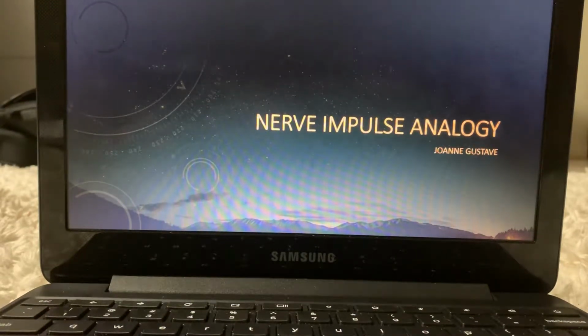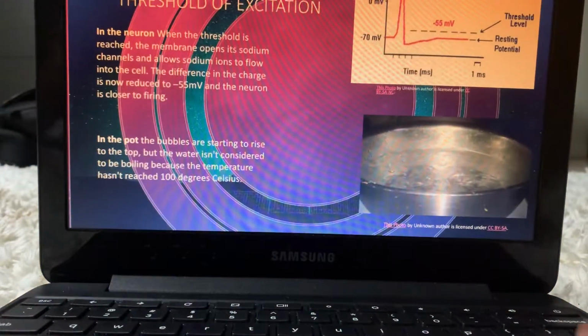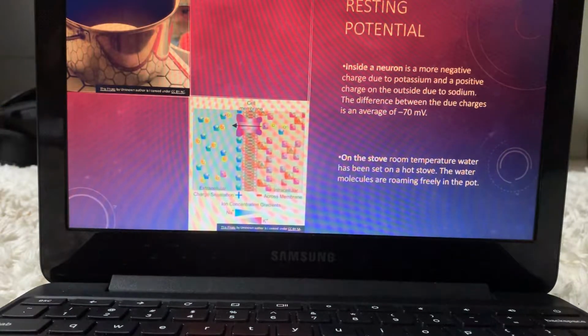Okay, my nerve pulse and pulse analogy will be on boiling salt water for some spaghetti noodles. Alright, resting potential. Inside the neuron at rest, they're still working. They're not just chilling and going to sleep. They're still working.